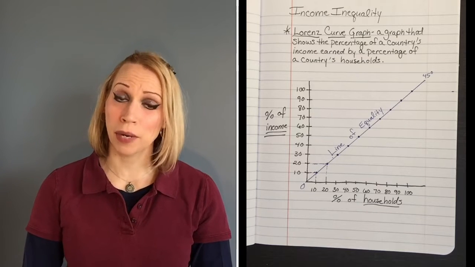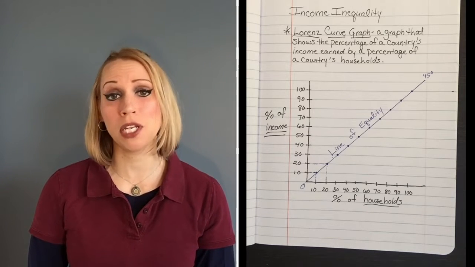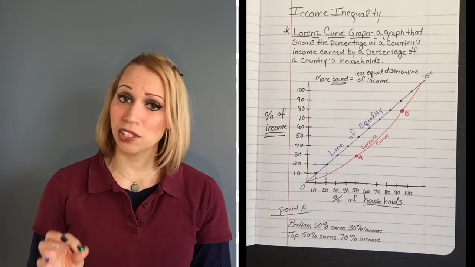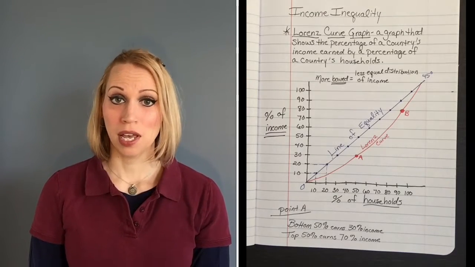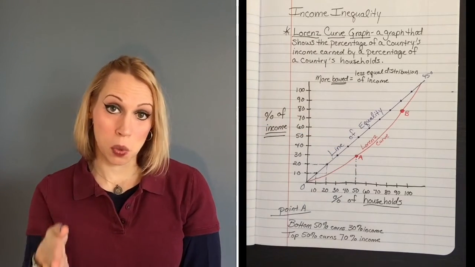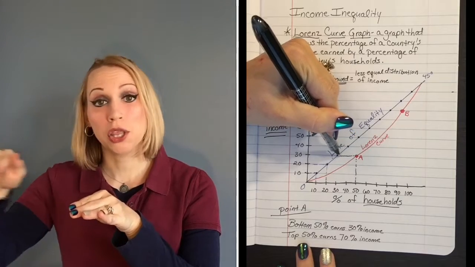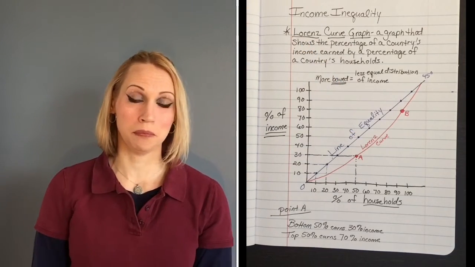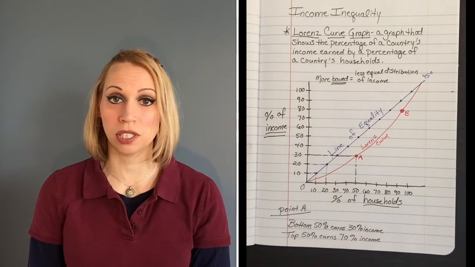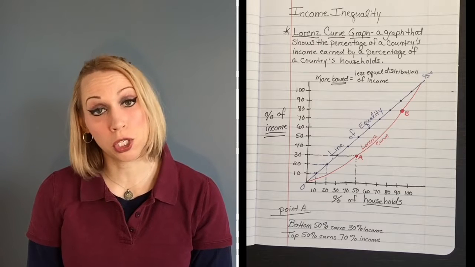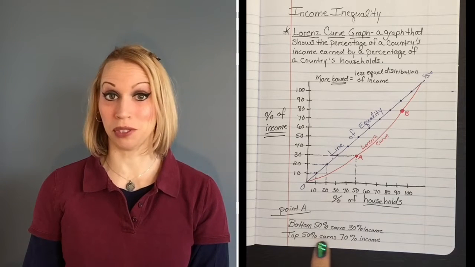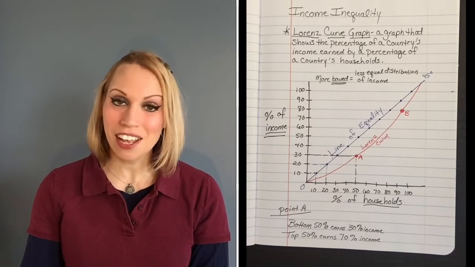But let's look at a regular bowed Lorenz curve, how we normally would see it. So if you notice on this Lorenz curve, I've got 2 points labeled for reference. Notice that at point A, 50% of the households are earning 30% of the income. What that tells us there, guys, is the bottom 50% of households in this country are only earning 30% of the country's income. While the top half, the top 50%, they're earning the other 70%.